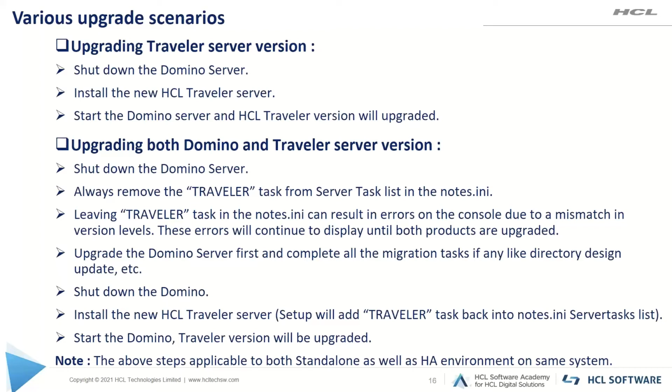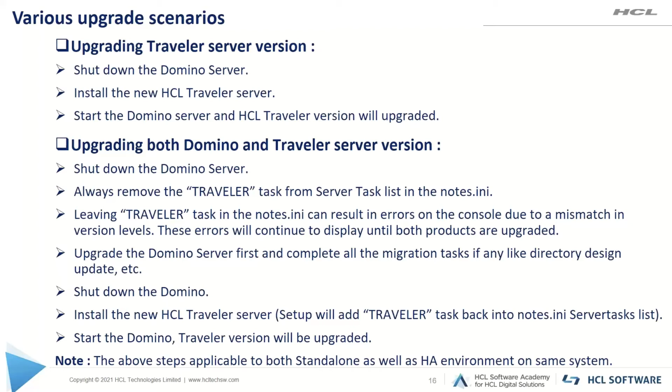The second scenario is if both Domino and Traveler server versions need to be upgraded. In this scenario, first we need to upgrade the Domino server version and then upgrade the Traveler server version. Shut down the Domino application. Remove the Traveler task from the server task list in notes.ini.